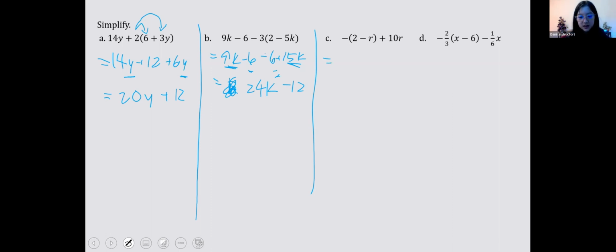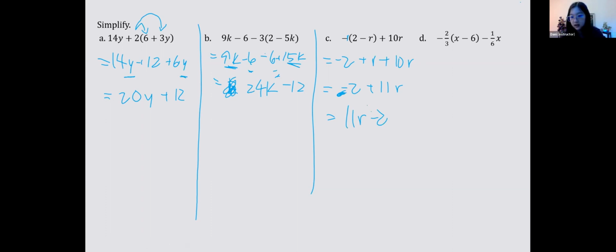And for this one, this will be the same thing. This is actually negative 1. Distribute will be negative 2 plus r, because there's negative r plus 10r, which, although this is equal to plus 11r, we will just move it so it's more grammatically correct. So it will be 11r minus 2. And the thing is, when you're moving terms around, you always carry their signs with them. So here we carry the negative sign. That's a little side note.